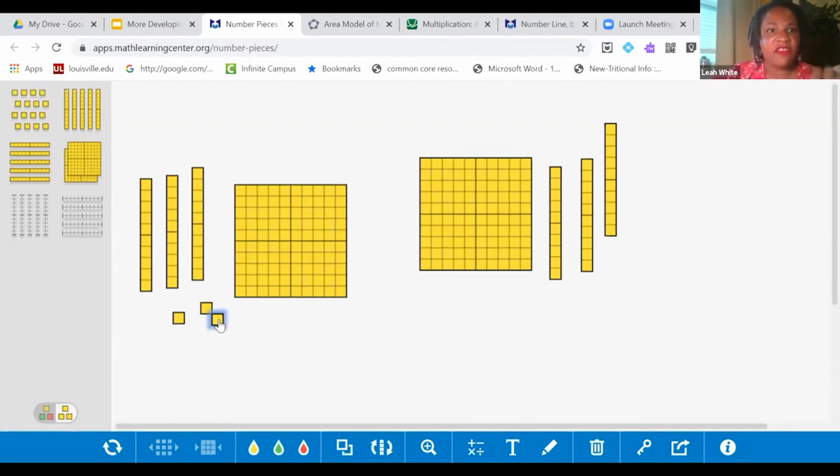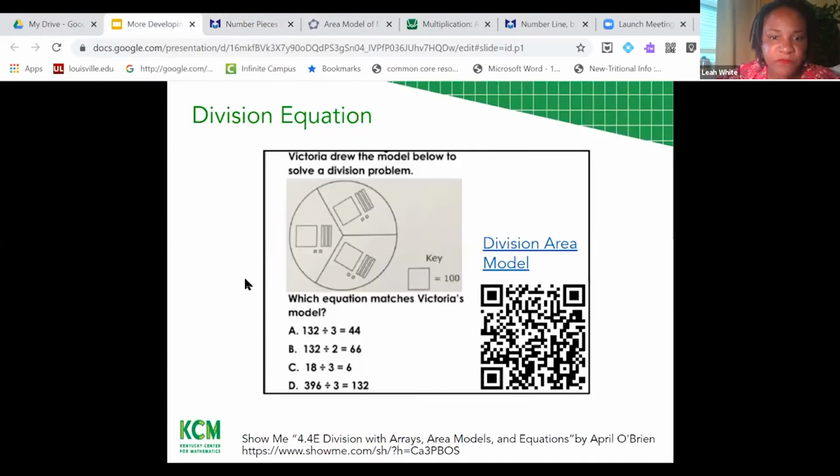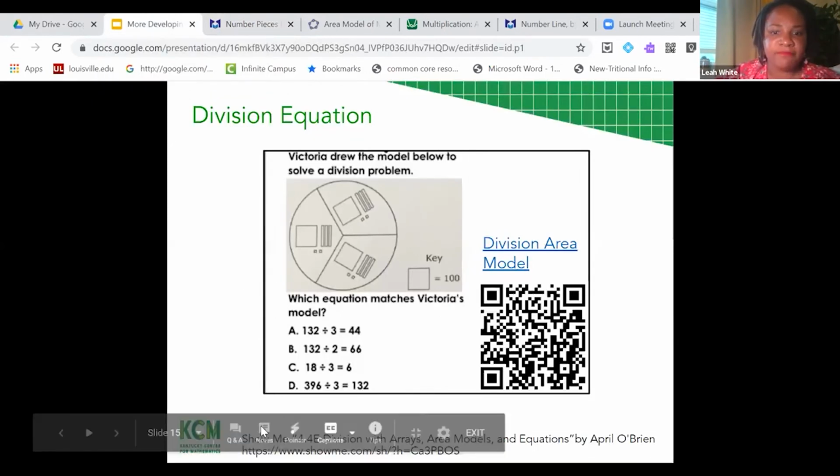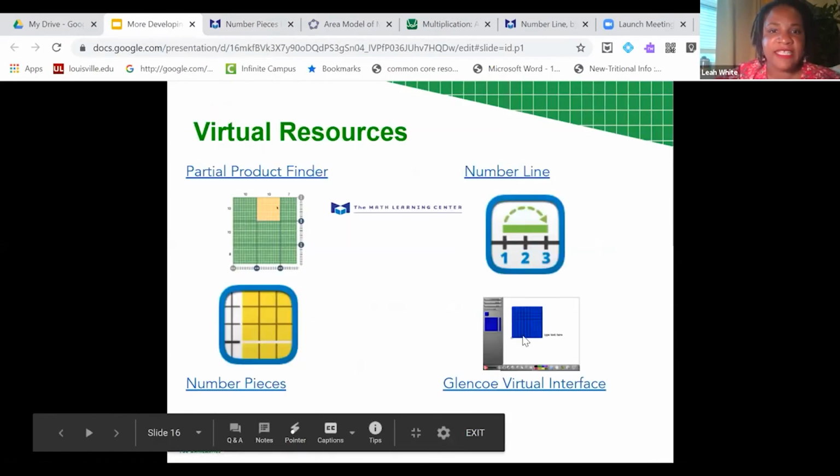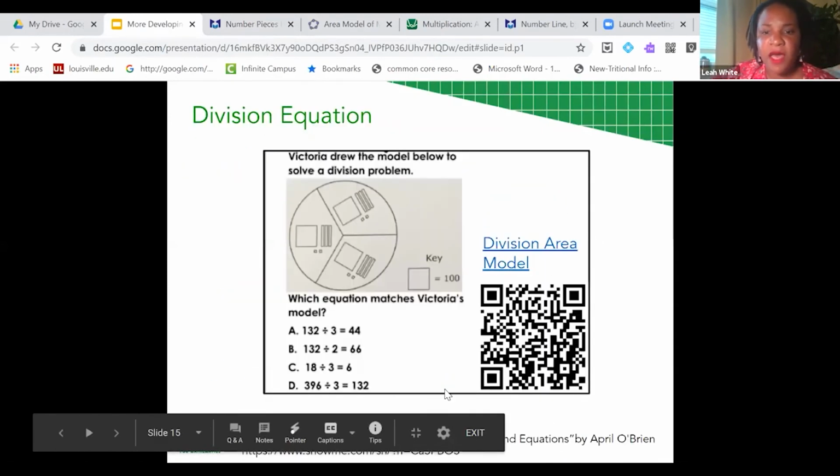And the Math Learning Center works really good on the desktop or the iPad, not as much with the phone, but it works really good with the desktop and the iPad. So I wanted to make sure that you all had that representation as well. And so I got this actual problem from, I cited it, actually the source at the bottom of the screen, you can see, and they have some other models of division and multiplication if you want to check out that website.